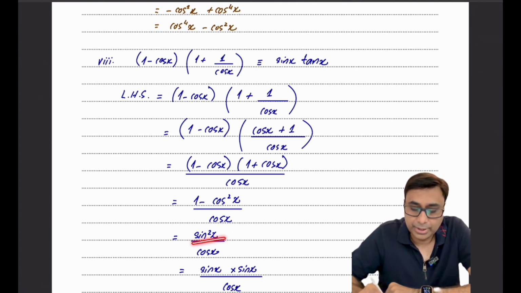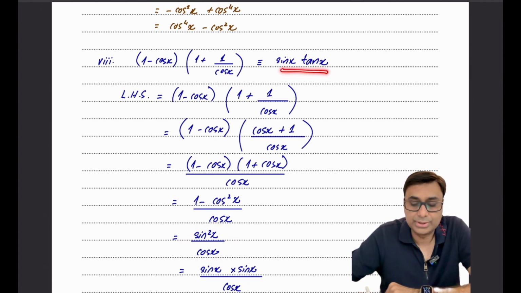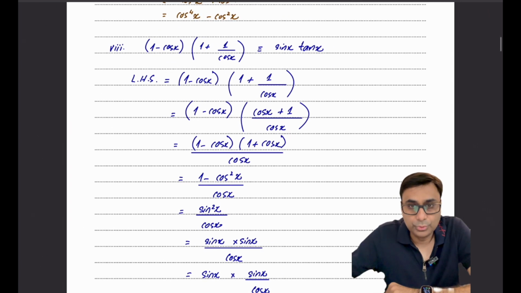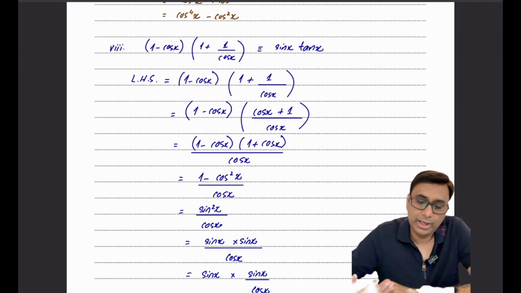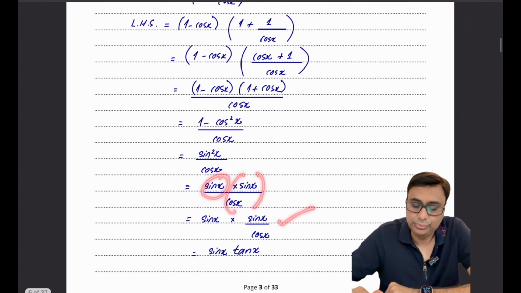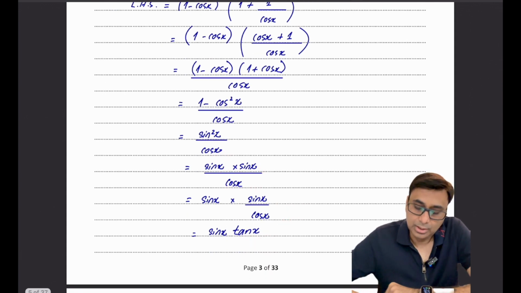And I can also split, because I have to see what I have to prove. Although it's being simplified a lot, I have to bring it equal to sine x times tan x. So if I have sine square x, that is sine x multiplied by sine x. So a lot of times what we do is driven by what we have to prove. And then this sine x is left alone, and this sine x over cos x simplifies to tan x. And that proves the formula sine x tan x.